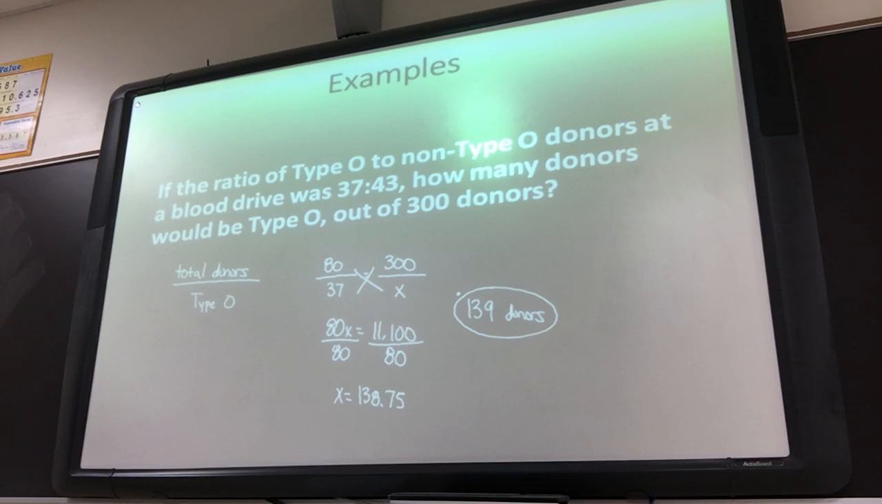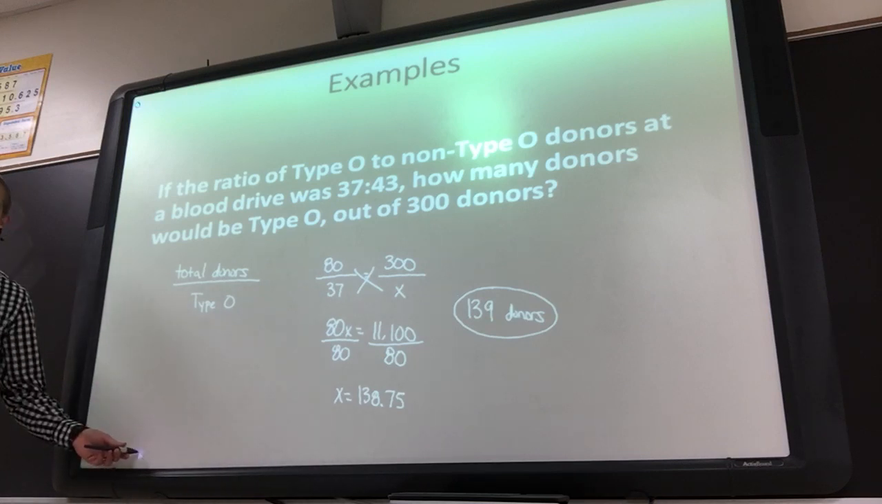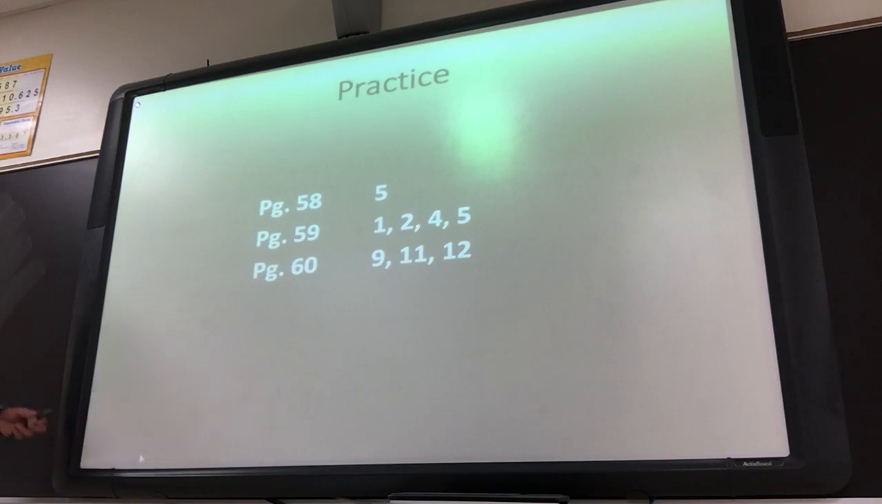Question? Shouldn't these be type O donors, not just donors? Yeah, 139 should be type O. Yes. Any other questions? All right, so there are a few problems to be working on.